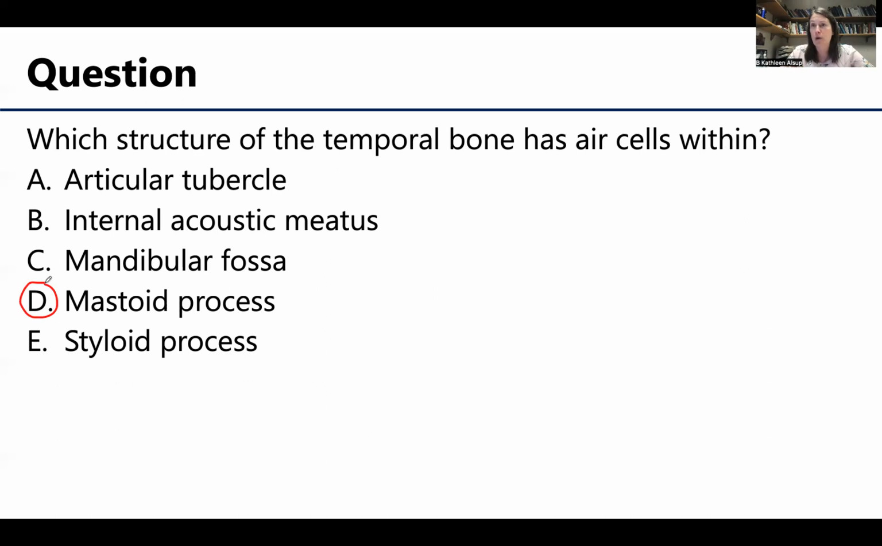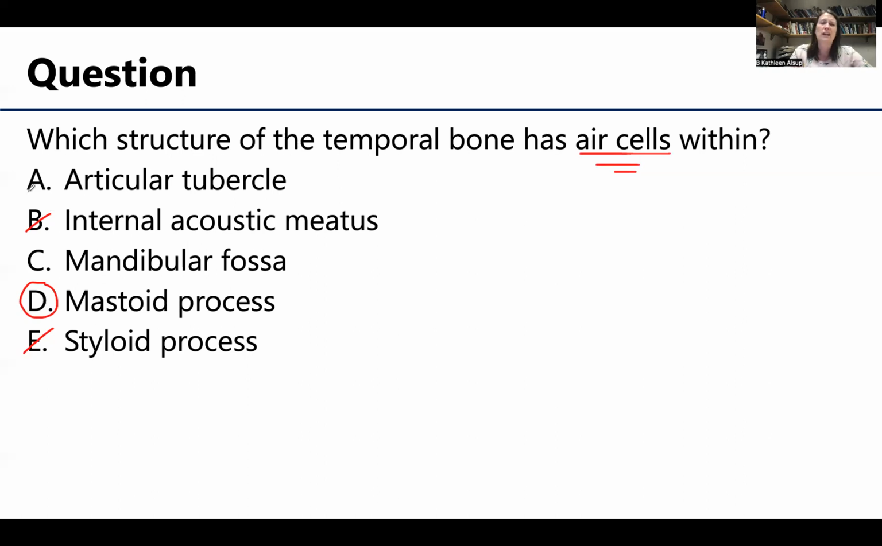It is a larger process. It is an area where you do have muscle attachments, but within the mastoid process, you have fairly prominent air cells throughout. The styloid process is much too small in order to have these air cells. Internal acoustic meatus, not so much. It's going to tunnel into that petrous portion of the temporal bone, allowing the vestibulocochlear and the facial nerves to travel through there.